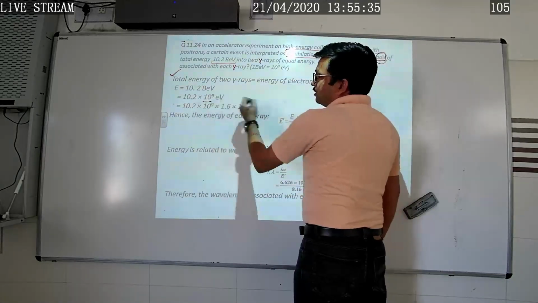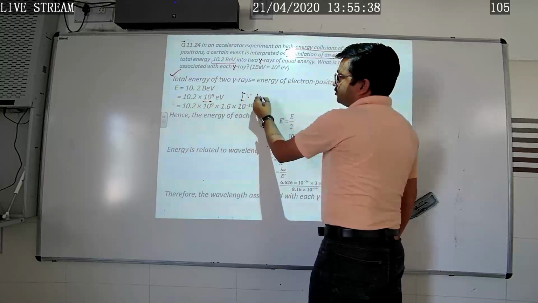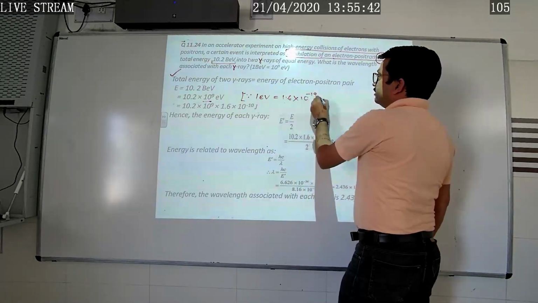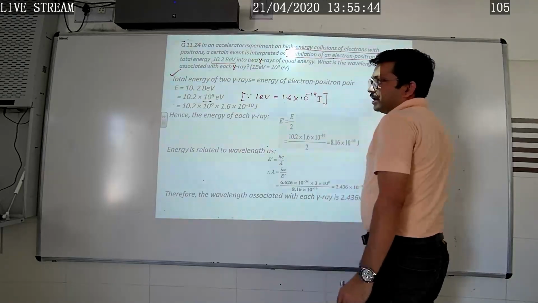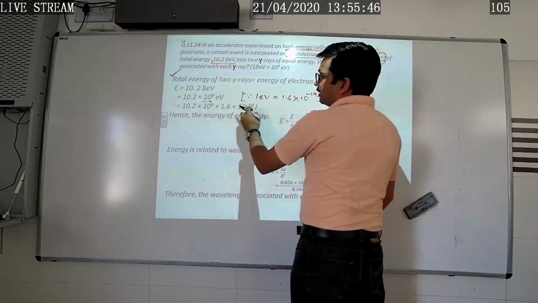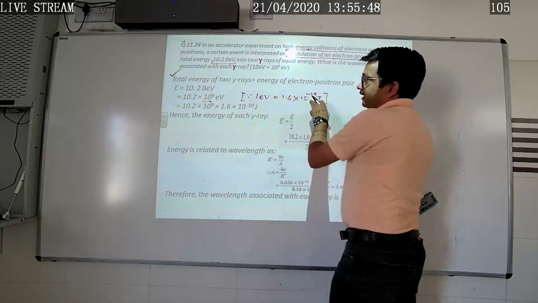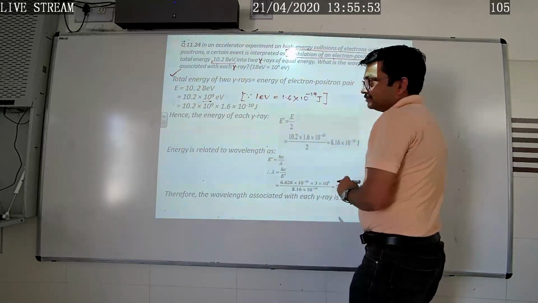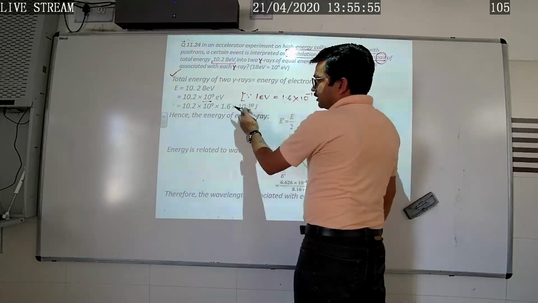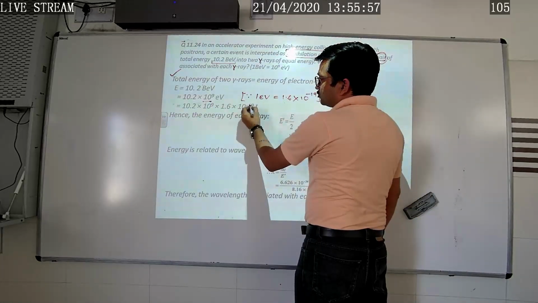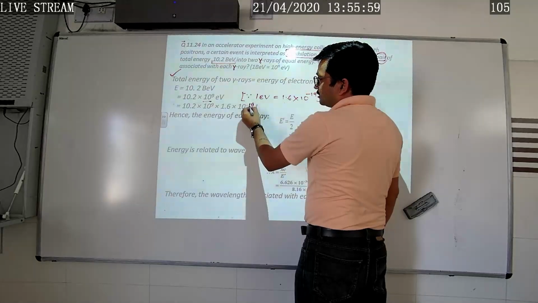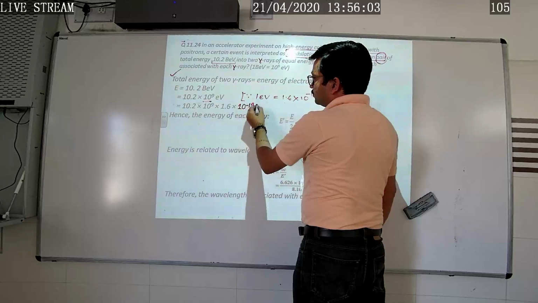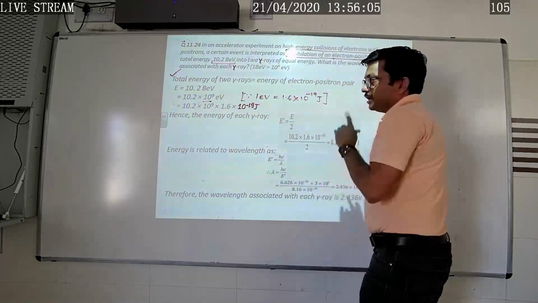Putting in the value of 1 electron volt, as we already know, 1.6 into 10 to the power minus 19 joule is the value. So 10 to the power 9 and 10 to the power minus 19. Minus 19 plus 9 equals 10 to the power minus 10. Sorry, the electron volt value is there, so here we write 10 to the power minus 19. So this is the value of 1 electron volt.